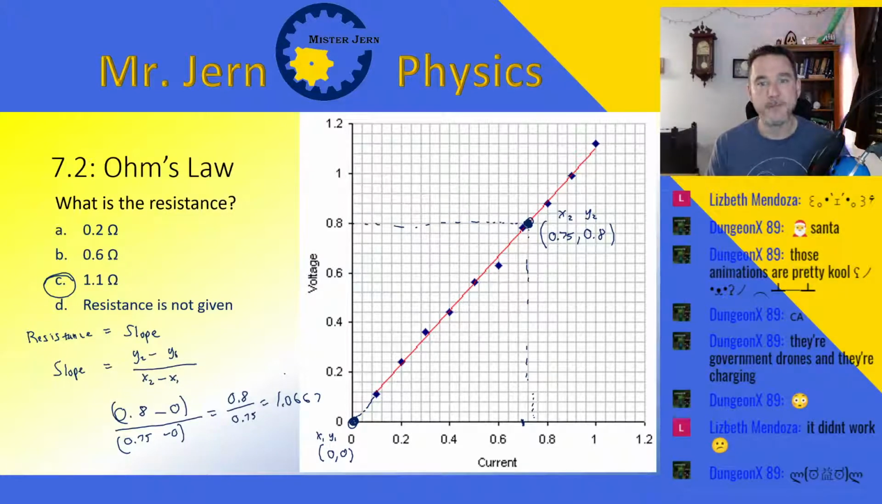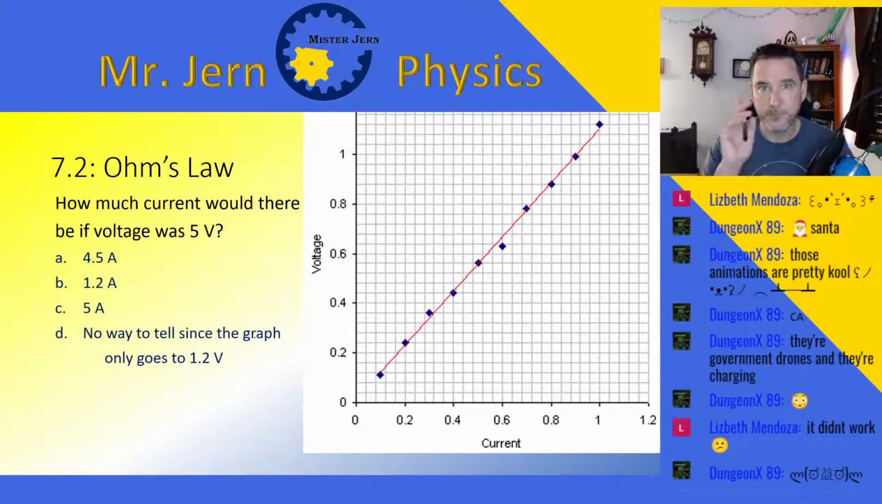All right, so 1.1 is going to be the resistance, because resistance is equal to slope. So now it's fair game for me to ask this kind of question: how much current would there be if voltage was 5 volts? Well, oh, it's a graph. Let's just look at the, oh, it doesn't go up to 5. It only goes up to 1.